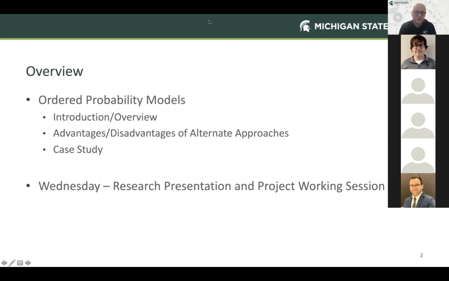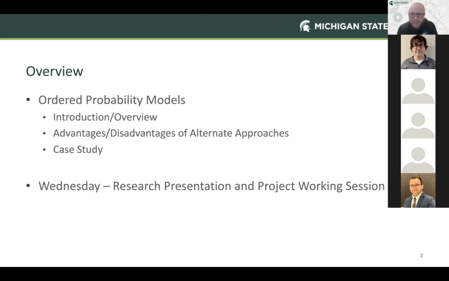And so we'll start with just an introduction overview of what ordered probability models are. We'll talk a little bit about advantages or disadvantages as compared to different alternate approaches. And then we'll work through a case study using data from a Michigan DOT research project we had conducted about a decade ago.